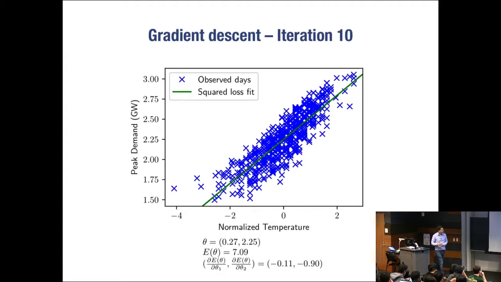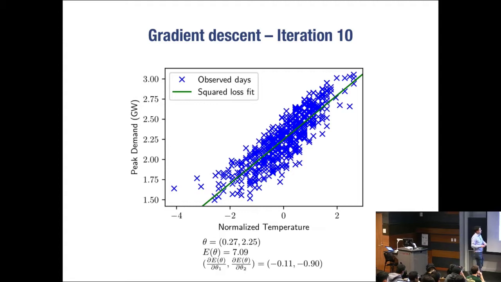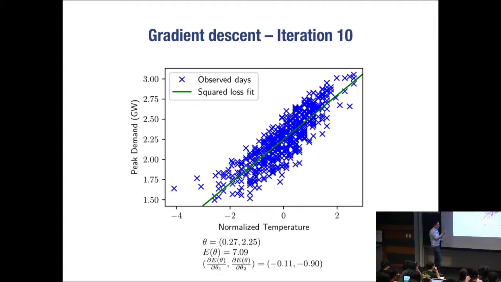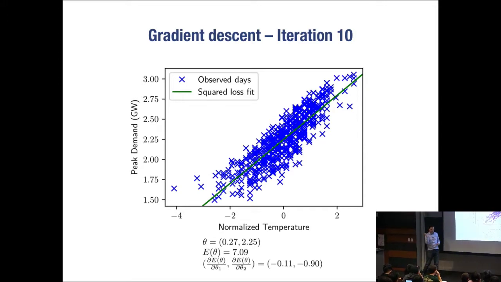Now at this point, our error, over the course of everything, is just 7. Basically, if you take all the predictions minus the actual values, square it, add them all up over all the days, you get 7.09. And our gradients, though we could keep running to get them actually down to 0 here, we're close enough and we can stop right now.